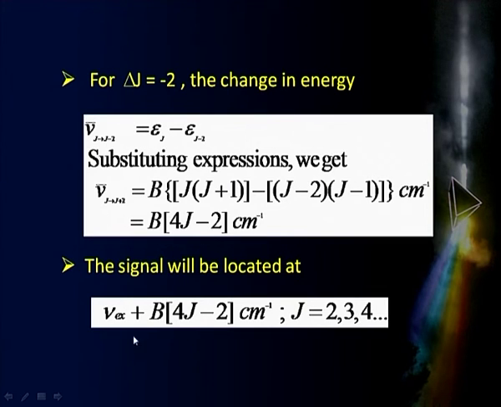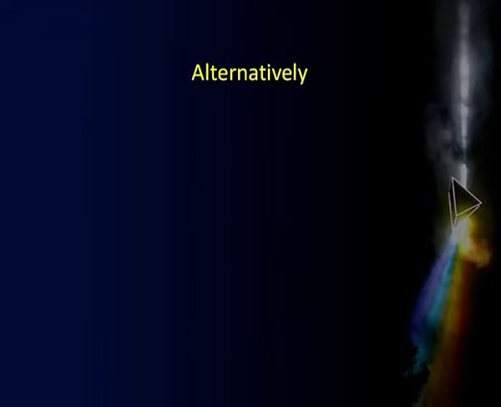The location will be the excitation wave number plus B times 4j minus 2. Substitute the value of j, you get the location there. Put j is equal to 2, so this is 8 minus 2 is 6, it will be 6B. Put j is equal to 3, it will be 10B, and so on and so forth. So, that gives us expressions for locating the signals in the spectrum here.